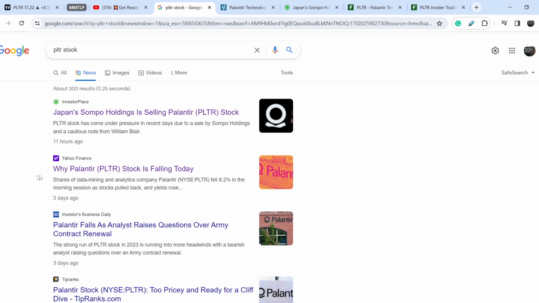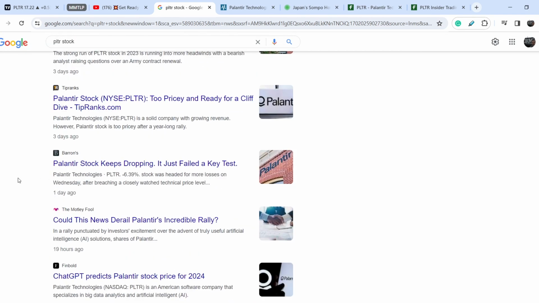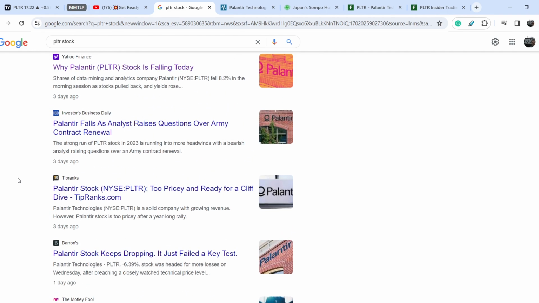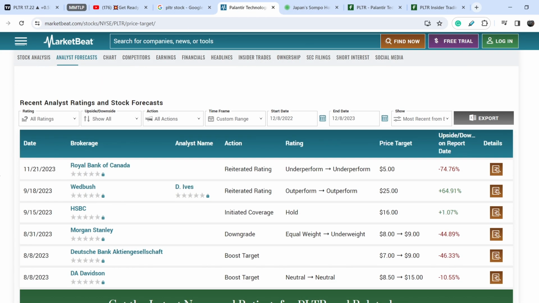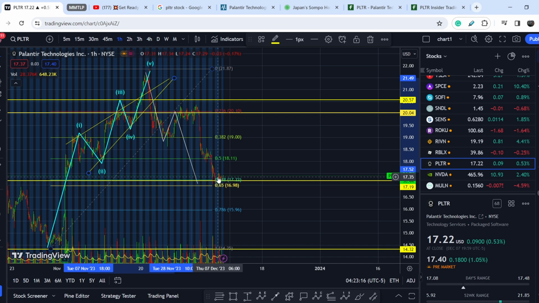So, what is the catalyst for this asset right now? I have to say that we have plenty of news, and I know that Palantir for now has a lot of rumors and kind of problems with the US military contracts. But in general, let me show you that we don't have a lot of promising forecasts from analyst companies in regards to this asset. The most recent one was made by Royal Bank of Canada at the very end of November, on November 21st. And they reiterated their rating, set it to underperform, and set the price target of $5.